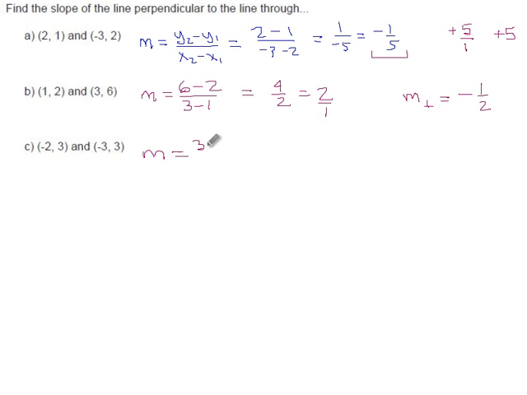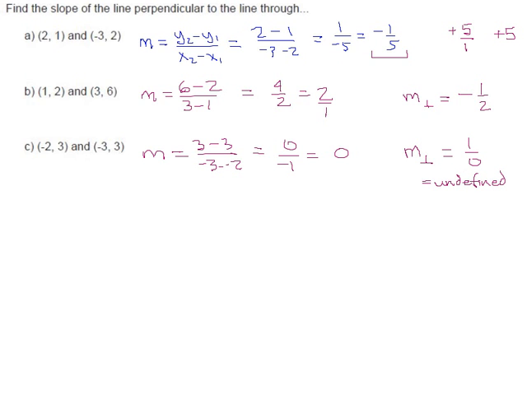And last one, 3 minus 3. And for the x's, minus 3 minus minus 2. That comes out to 0 over minus 1. The original slope is 0. Huh. Okay, so the original line is flat. If you try to do the negative reciprocal of this, you get 1 over 0, which is undefined. Is that bad?